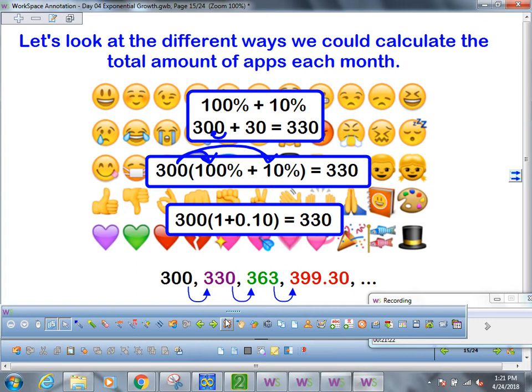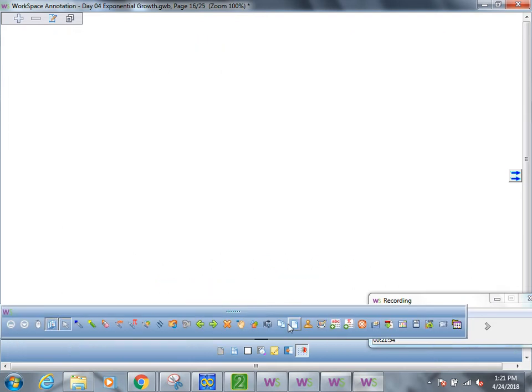How have I changed it? If I put it into a decimal, I said 100% is one whole. One whole of 300 is 300, and 0.10, or 1/10, of 300 is 30. Okay, that makes sense, right?